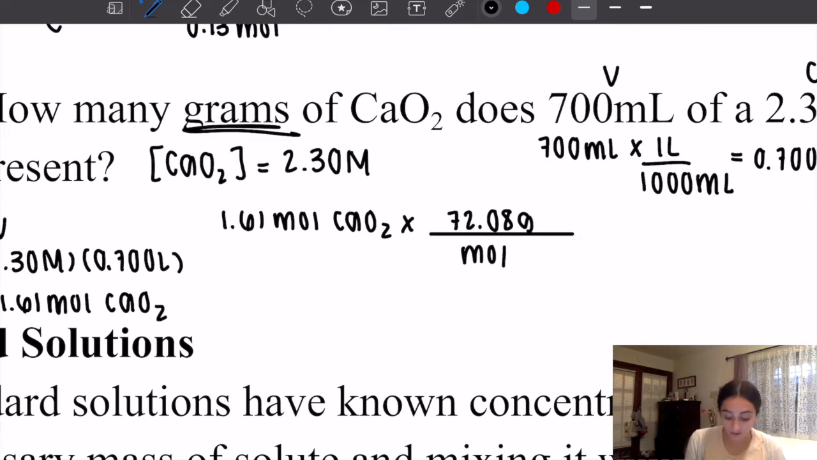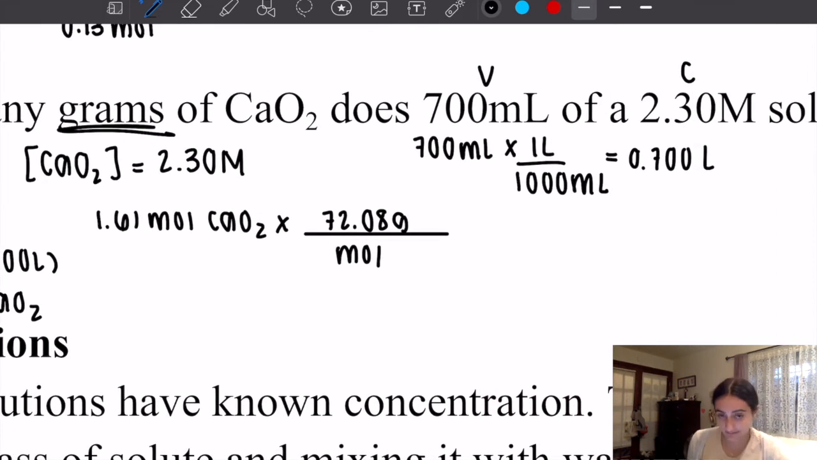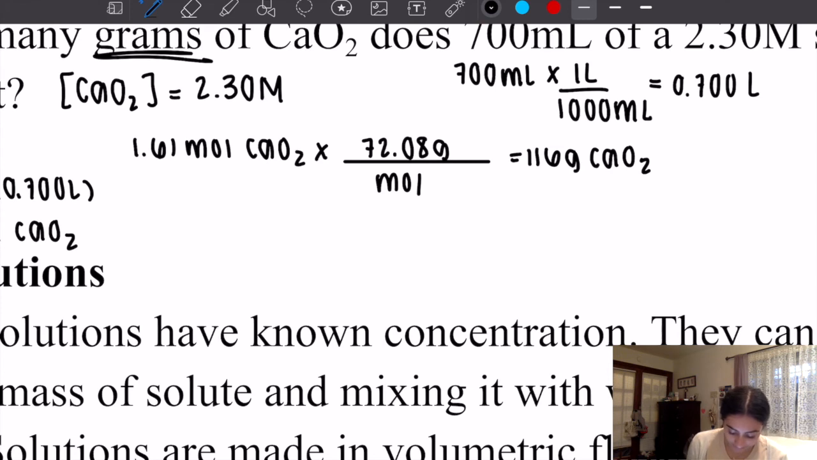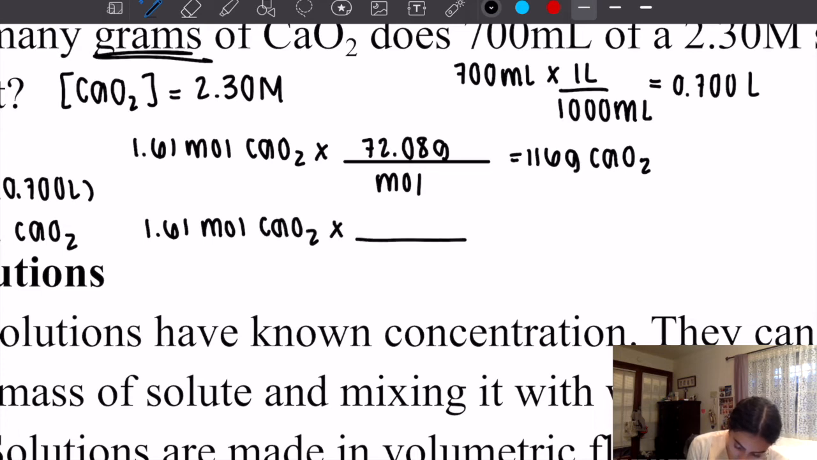And we are going to get 116 grams of CaO2. Now we want to calculate how many molecules are present. So we're going to use these same moles and do an Avogadro conversion.